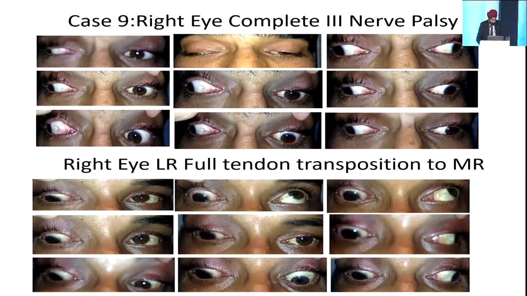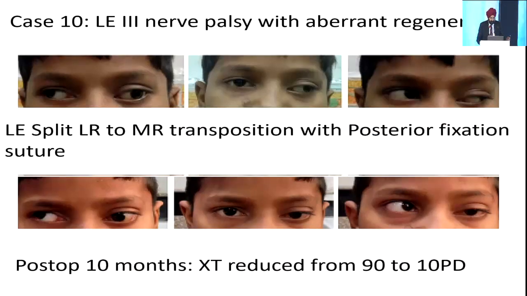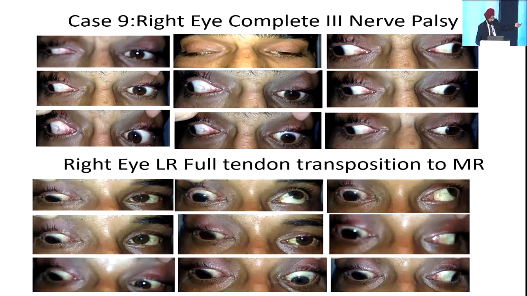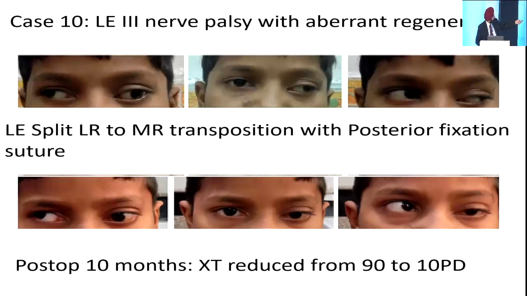Here is a case where you're going to see that there is a very large angle exotropia because of the third nerve palsy, and we've done a transposition of the full tendon lateral rectus as well. Though here the result was less, if you come to this case here, where we've done a split tendon transposition with a posterior fixation suture at the back, we get a much better result in the long term, and you can see such a large deviation getting corrected.